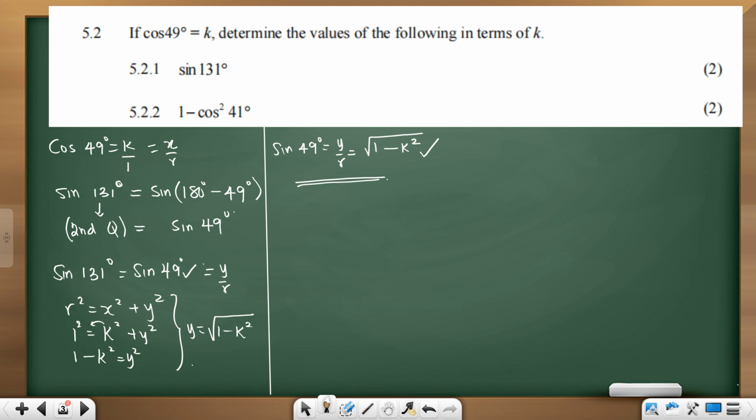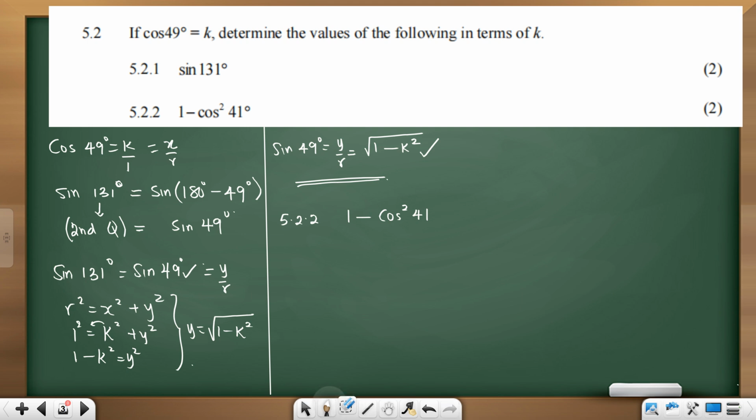And my second question, that's very straightforward. 5.2.2. 1 minus cos squared 41. 1 minus, oh, hold on. It's not so straightforward. They are giving me cos 41. Okay. What is cos 41 going to be? That's my question. Now, guys, quickly, let me show you something here.